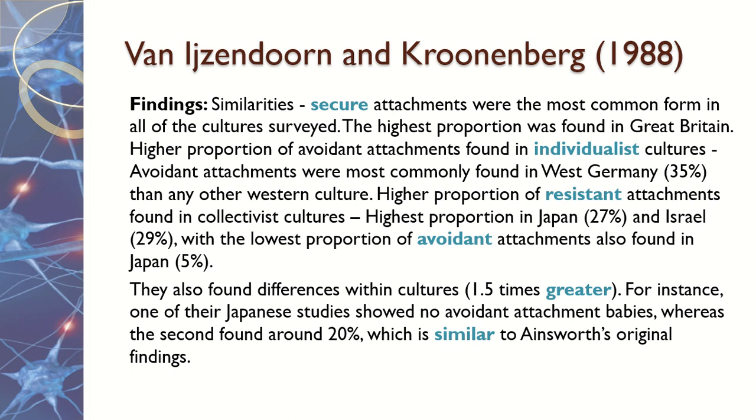They also found a high proportion of avoidant in individualist cultures, for example in West Germany, where they tend to let their children go out into the world and explore more. They're quite lenient on how much they allow them to explore. Whereas the high proportion of resistant attachment types were found in collectivist cultures such as Japan.